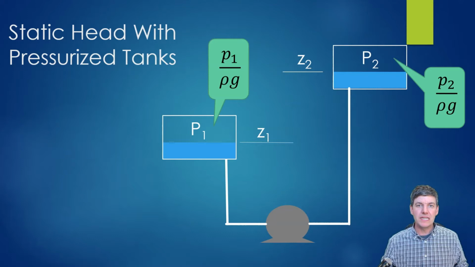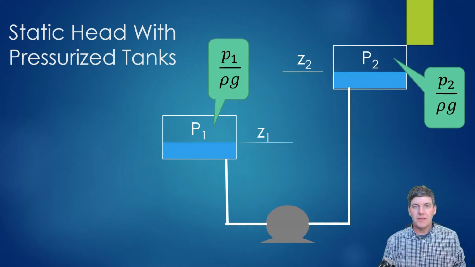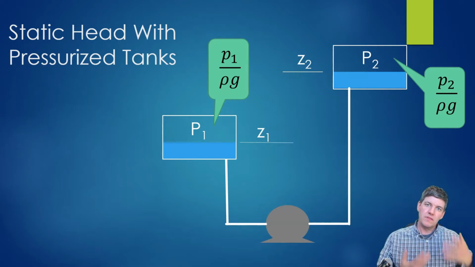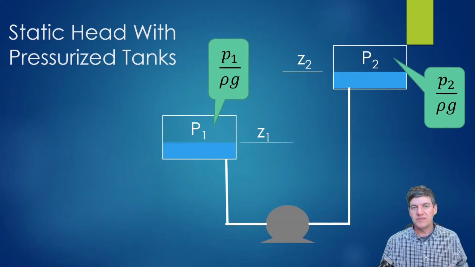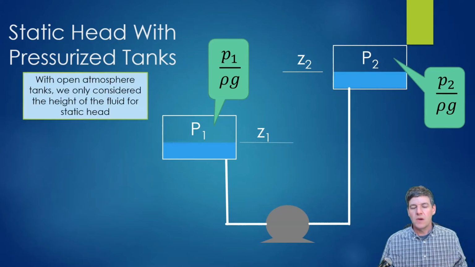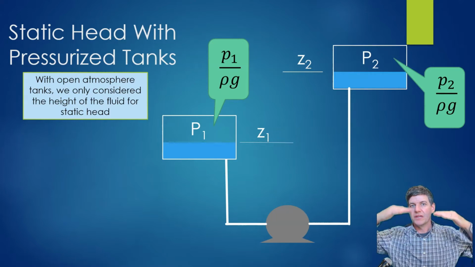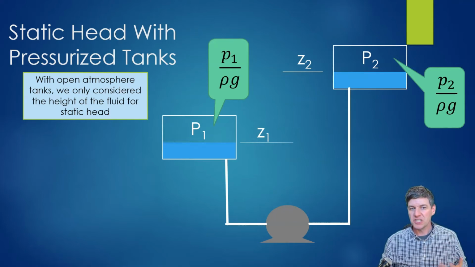Now that we have an idea that pressure inside of a tank creates an equivalent column of liquid, let's see how that compares to our thoughts on static head. Previously we talked about static head in tanks open to the atmosphere. When we considered that, we only considered the static head to include the height of those fluids. So depending on the height of the inlet or the discharge, it would affect how much static head we had. We just did a calculation of the height difference between those two columns to calculate our total static head.